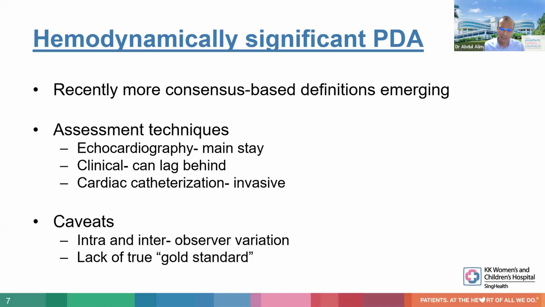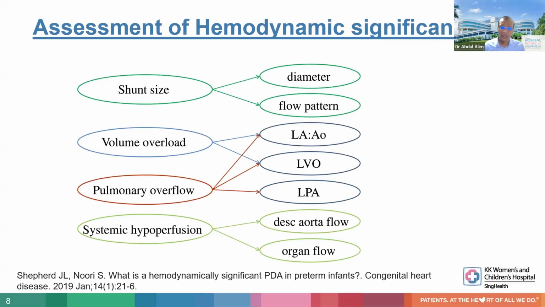So it's very important that we standardize the measurements, so that we can minimize this variation. How do you assess the hemodynamically significant PDA? There are various indices available. Like Dr. Mohit mentioned earlier, more than 22 indices are available. But I'm going to talk about the commonly used and easily obtainable ones for the beginner in functional echocardiography.